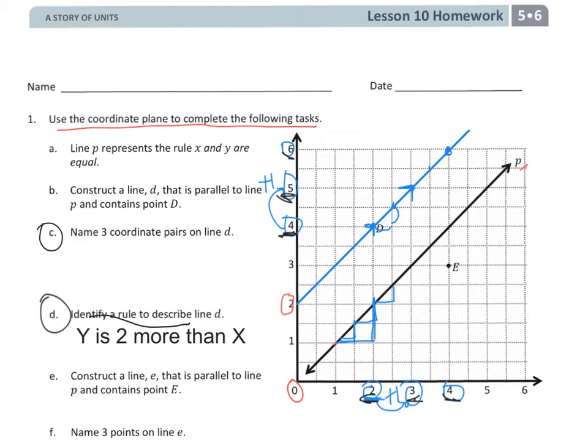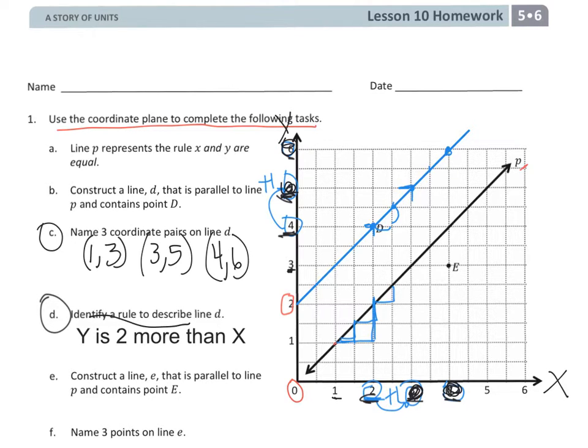So I started at D, which is 4, 2. If I look back, 3 and 1. So X is 1, Y is 3 in there, because I go X first and Y second. Another one would be the 3, 5 point. X is 3, Y is 5. And my last one that I'm going to pick is 4 and 6. And I know that they're right because Y is 2 more than X.